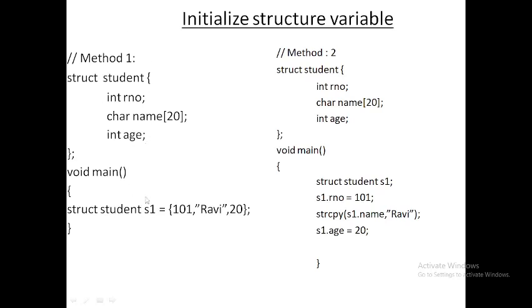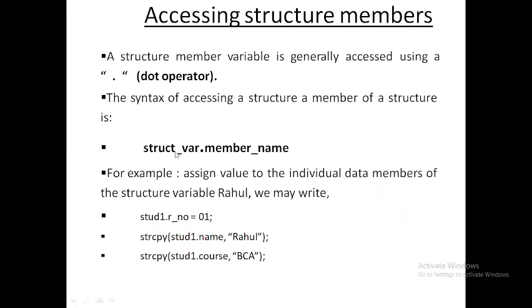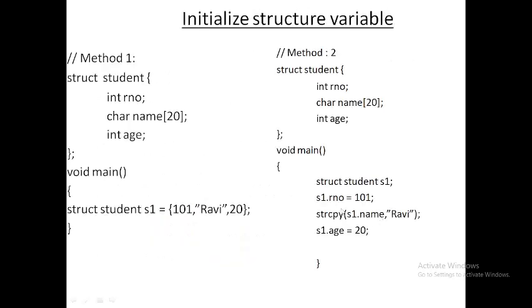How can we initialize the value? This is method number 2. Same structure, struct student, with 3 members: roll number, name, age. Now we have to create a structure variable. S1 is the structure variable. S1 dot roll number. See what I have written here? By using the dot operator, variable and member. S1 dot roll number equal to 101.